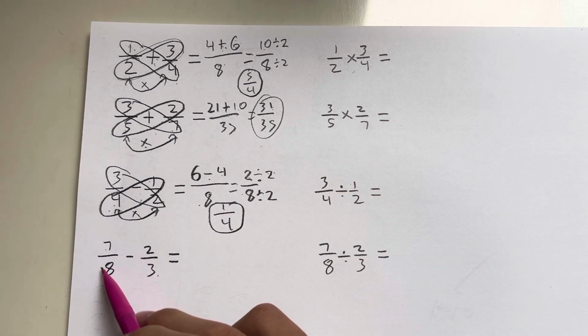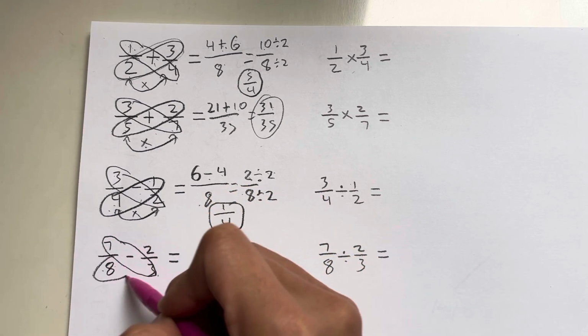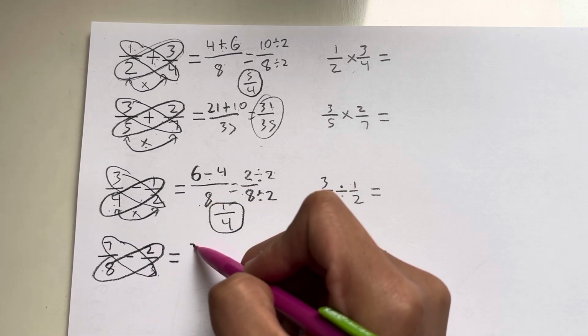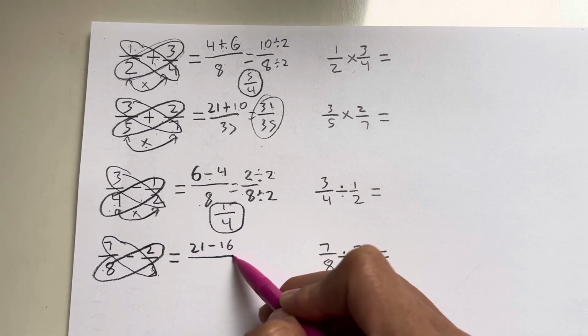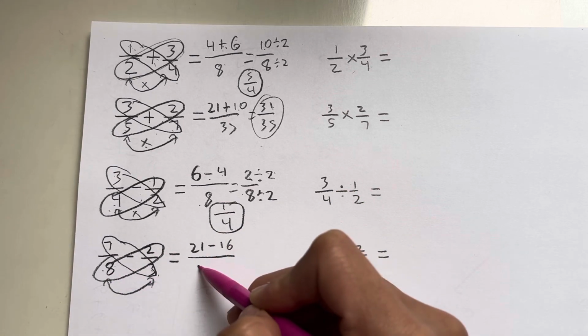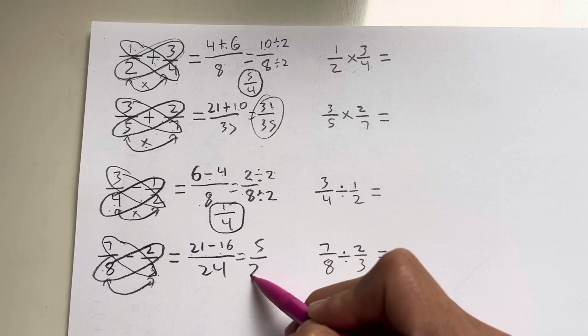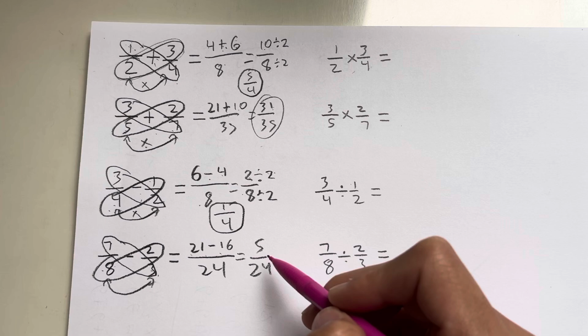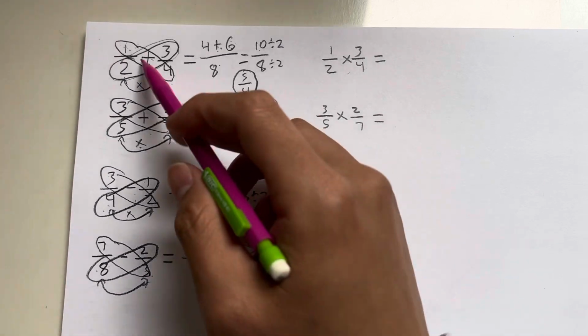And moving on to 7 over 8 minus 2 over 3. Same idea, let's draw in our butterfly wings, just like that. 7 times 3 is going to give me 21, minus 8 times 2, which is going to be 16. All divided by 8 times 3, which is 24. 21 minus 16 is equal to 5 over 24. 5 is a prime number, so this is going to be my final answer for that. So that's addition and subtraction. We have to draw our butterfly wings.